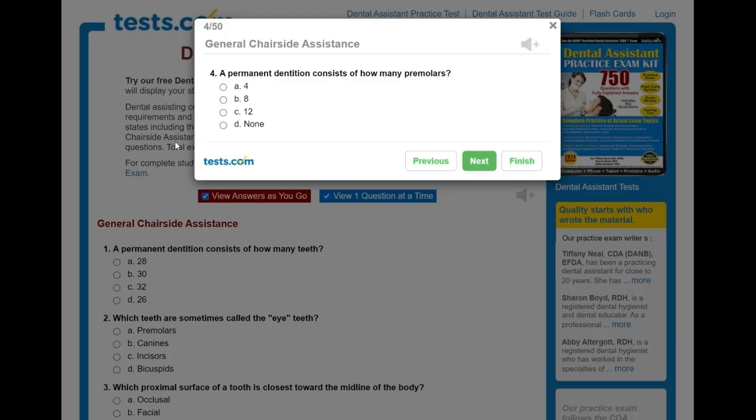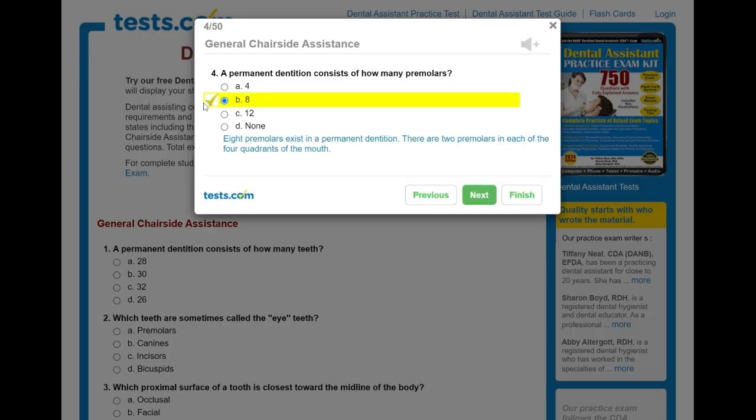Question 4. A permanent dentition consists of how many premolars? A. 4, B. 8, C. 12, D. None. B. 8. 8 premolars exist in a permanent dentition. There are 2 premolars in each of the 4 quadrants of the mouth.